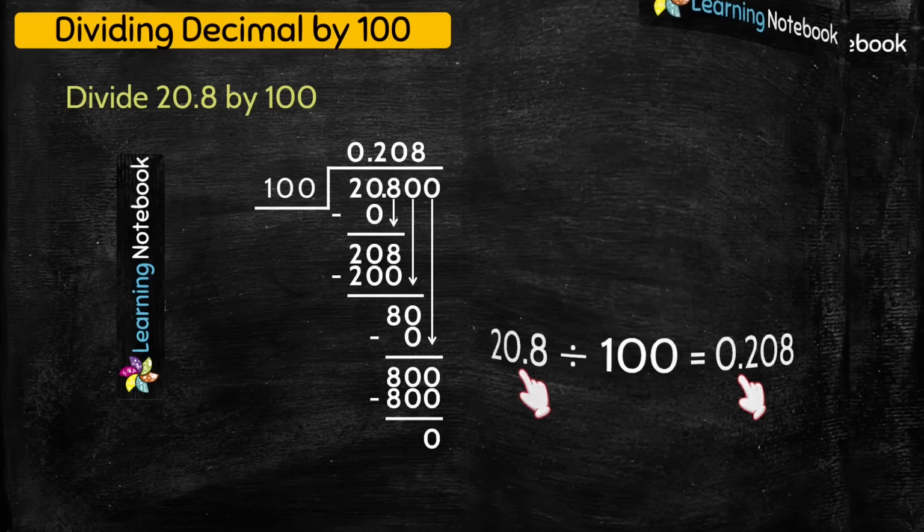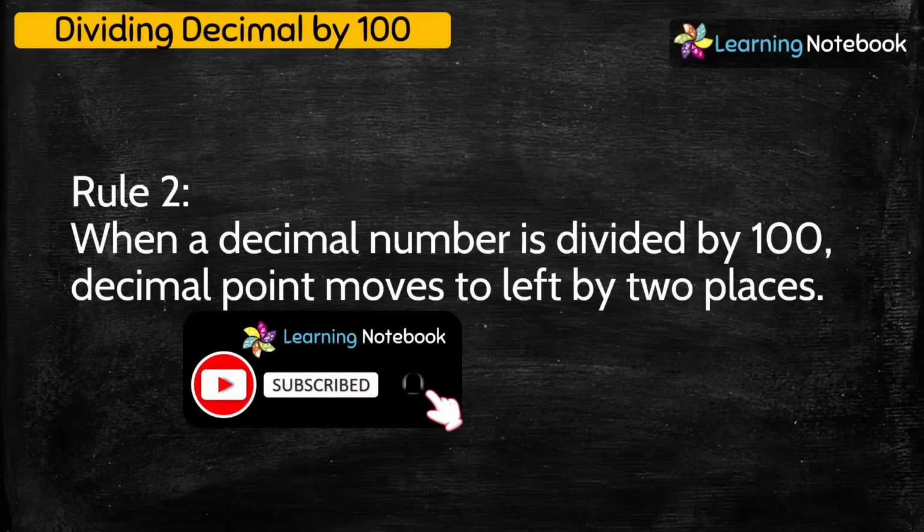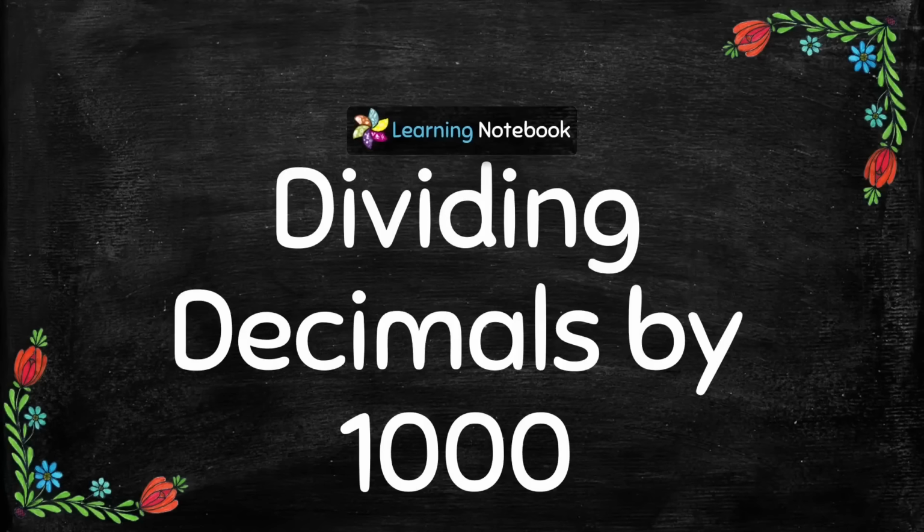So our rule number 2 is, when a decimal number is divided by 100, the decimal point moves to left by 2 places. Next, let's learn how to divide decimals by 1000.